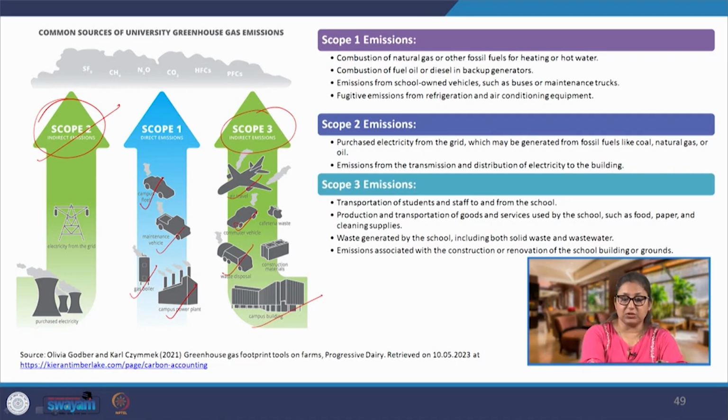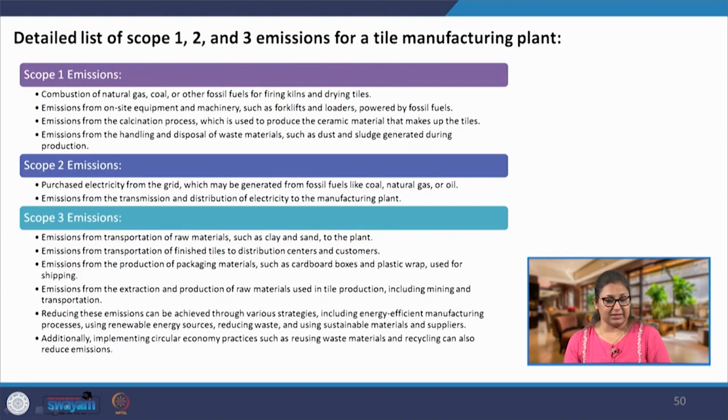So, this was for university greenhouse gas emissions, and through that I have tried to tell you the significance of building design and construction when we are talking about the GHG emissions, scope 1 and 2 particularly. This is another example which is scope 1, 2 and 3 emissions for a tile manufacturing plant. Now, what have they considered here as scope 1 emissions, which are the direct emissions? Combustion of the fuel for firing kilns and drying kilns.